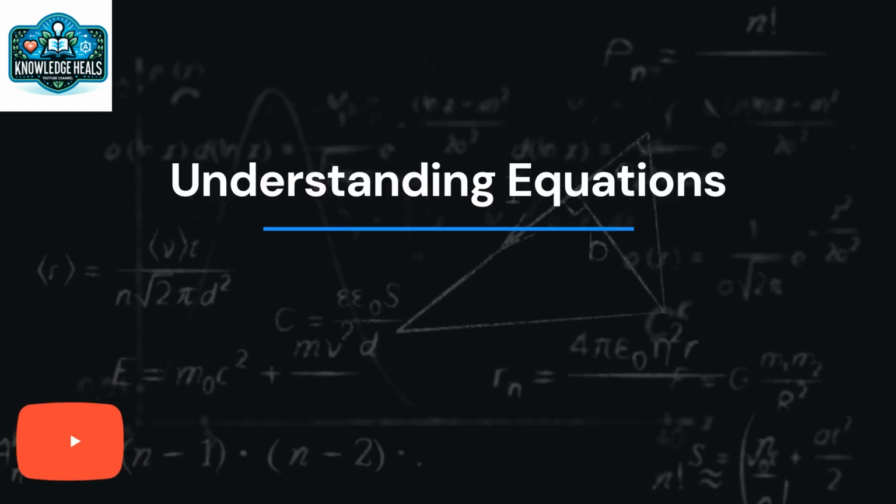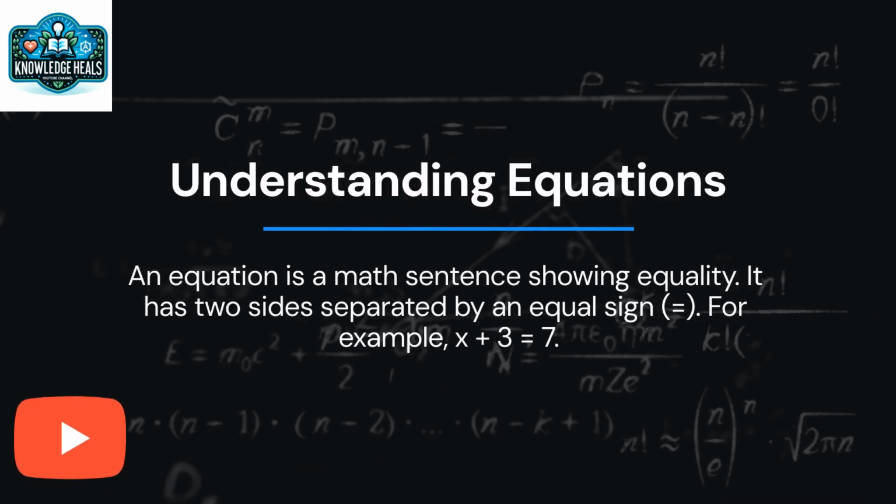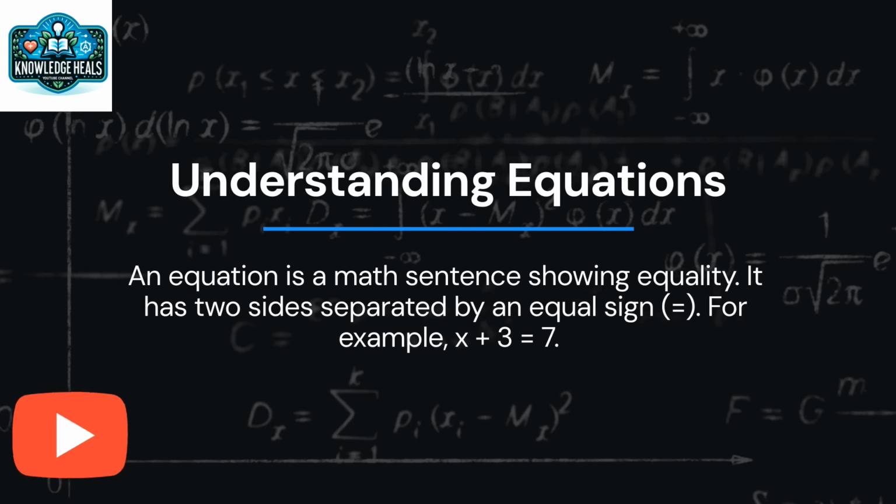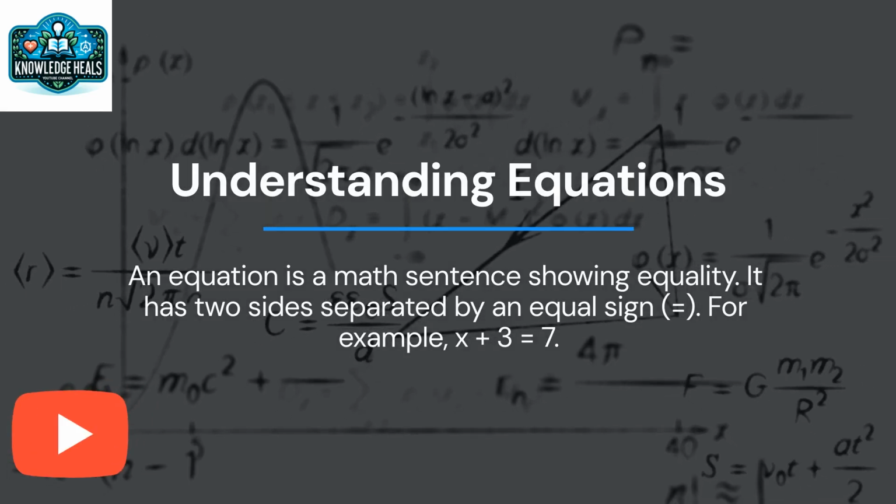First, let's talk about what an equation is. An equation is like a math sentence that shows two things are equal. It has two sides separated by an equal sign. For example, x plus 3 equals 7.